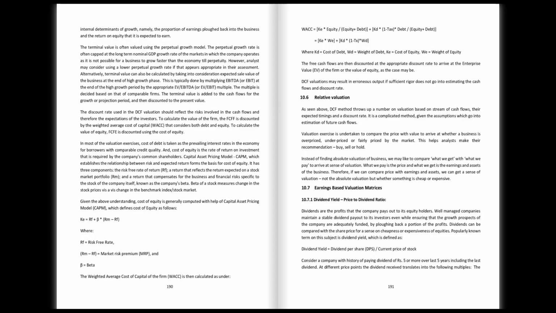WACC equals KE multiplied by equity divided by (equity plus debt), plus KD multiplied by (1 minus tax) multiplied by debt divided by (equity plus debt), equals KE times WE plus KD times (1 minus tax) times WD, where KD is the cost of debt, WD is the weight of debt, KE is the cost of equity, WE is the weight of equity. The free cash flows are then discounted at the appropriate discount rate to arrive at the enterprise value, EV, of the firm or the value of equity, as the case may be.